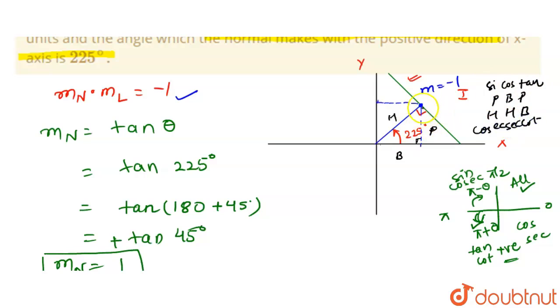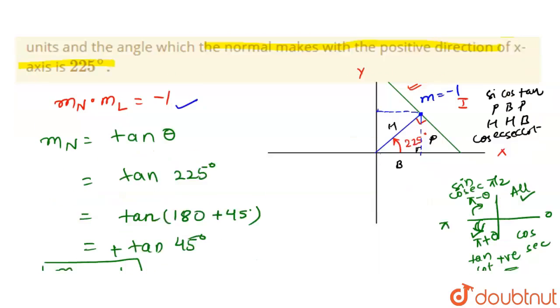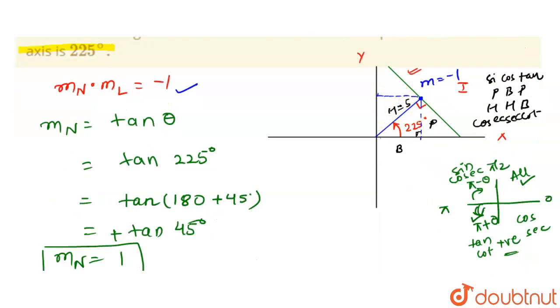So we have to find the vertical distance, that is p. And we already have the h, hypotenuse, which is given to be 5. The perpendicular distance from the origin is 5, so we can say that h is 5. So we have h and we have to find p, and we have theta.